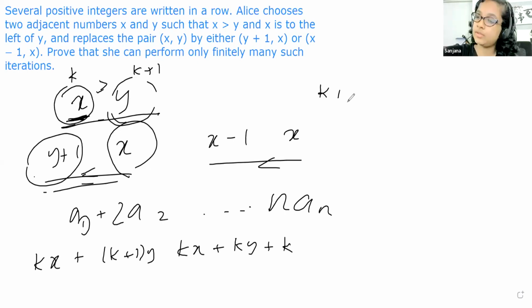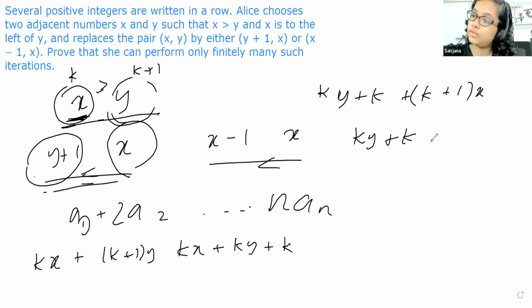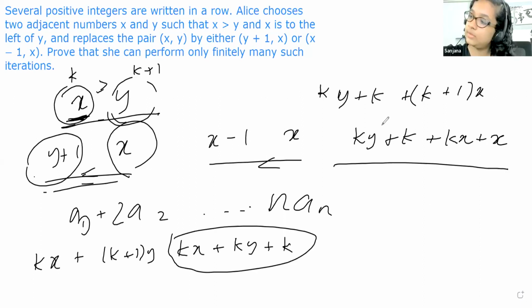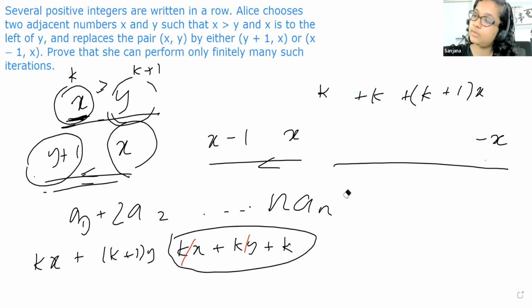Now when you change it, let's take this case. Then you have Ky plus K plus 1 times x, so you have Ky plus K plus Kx plus x. If you compare these two, you can see that Ky cancels, Kx cancels, and you have K plus x versus K. So obviously this is greater.